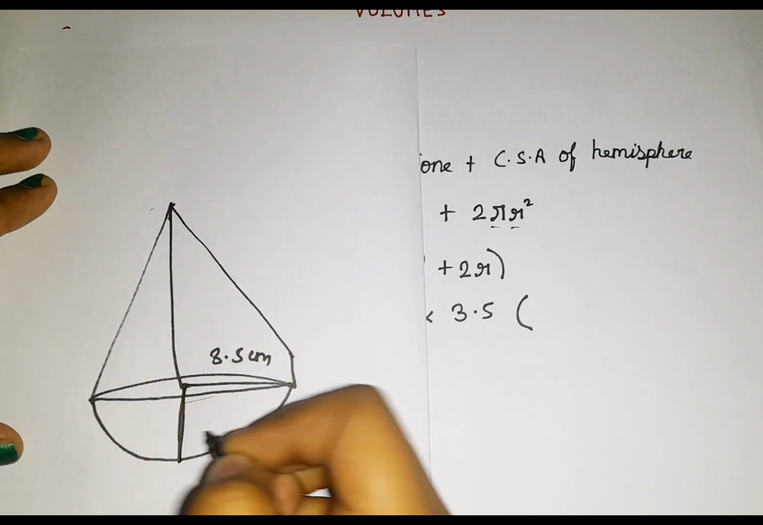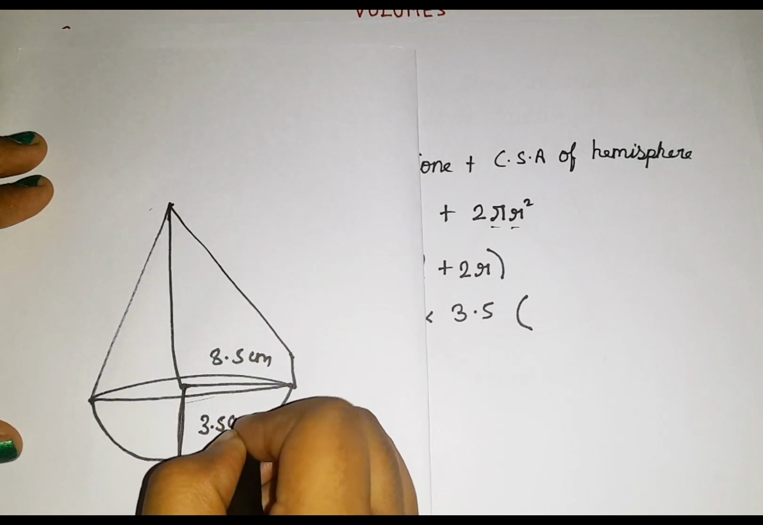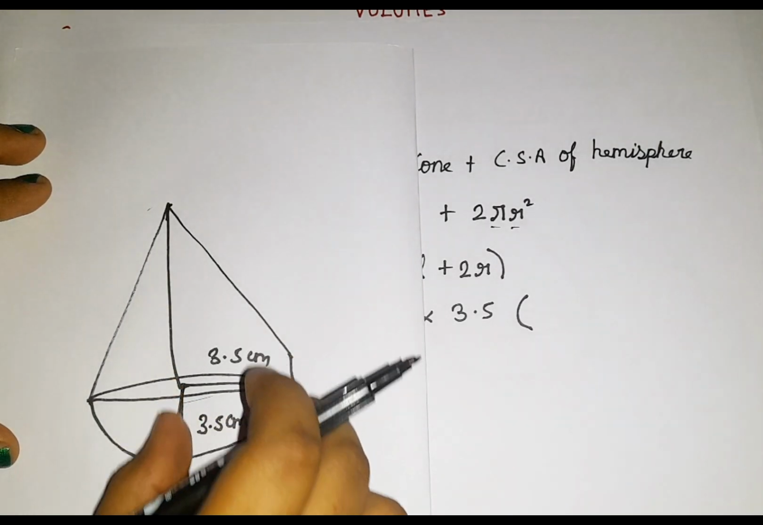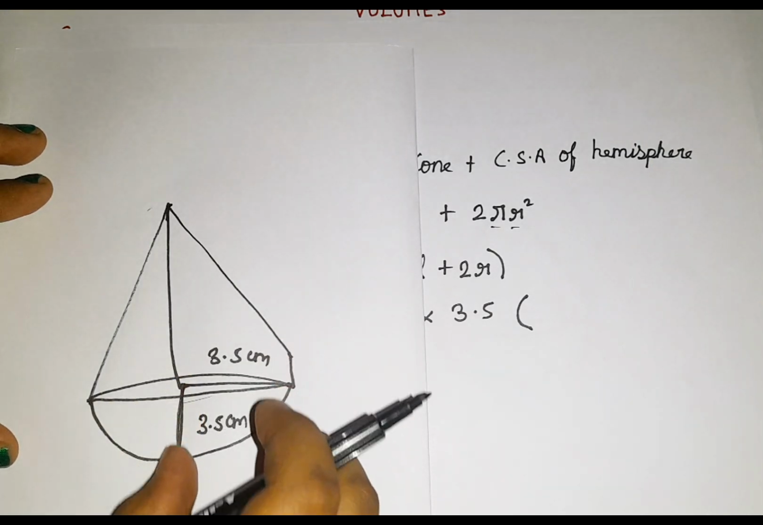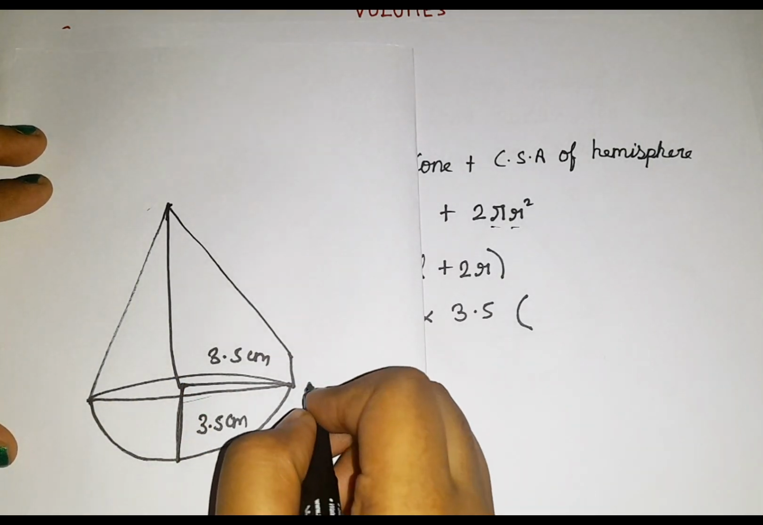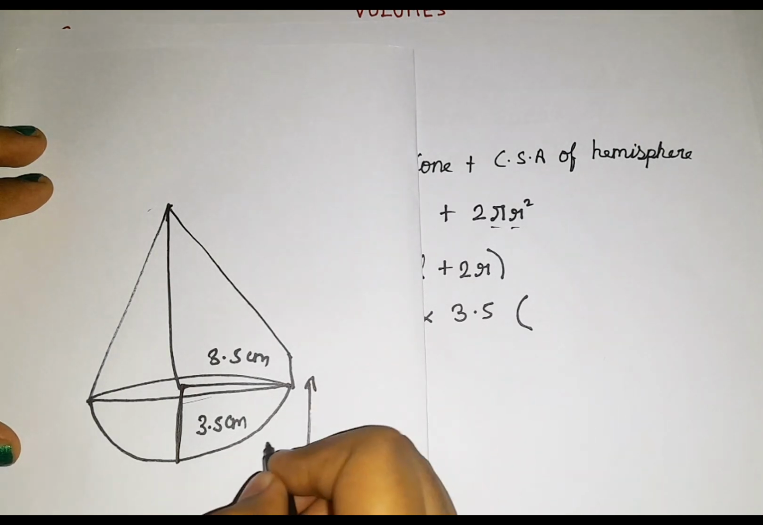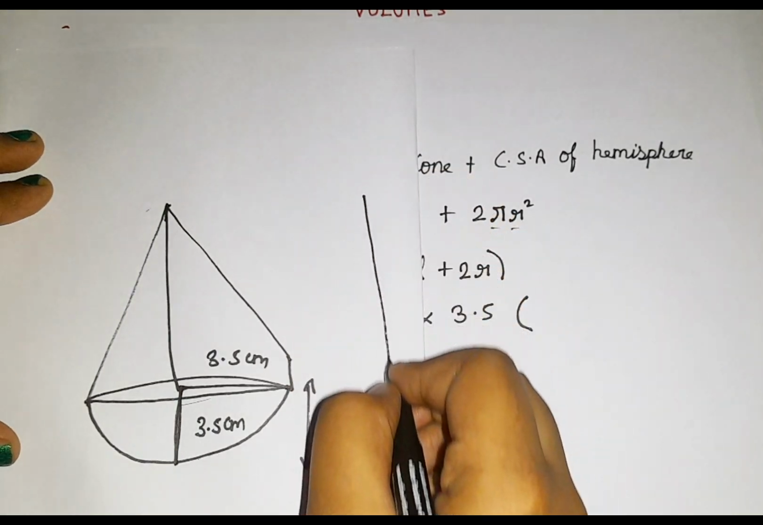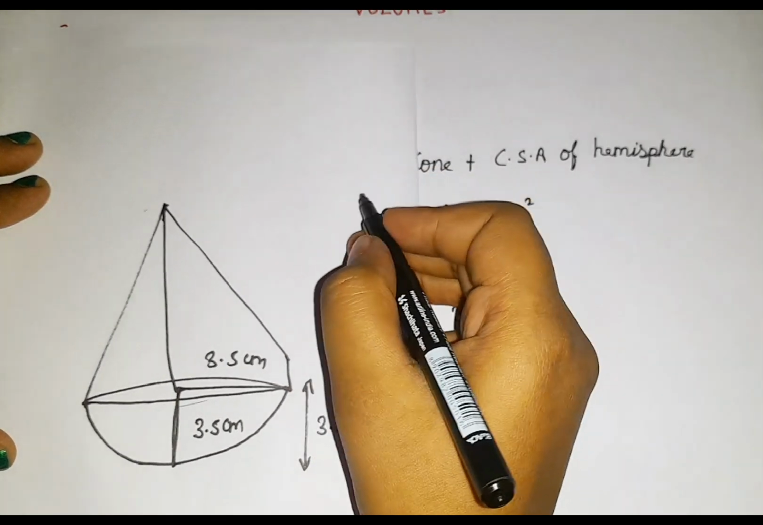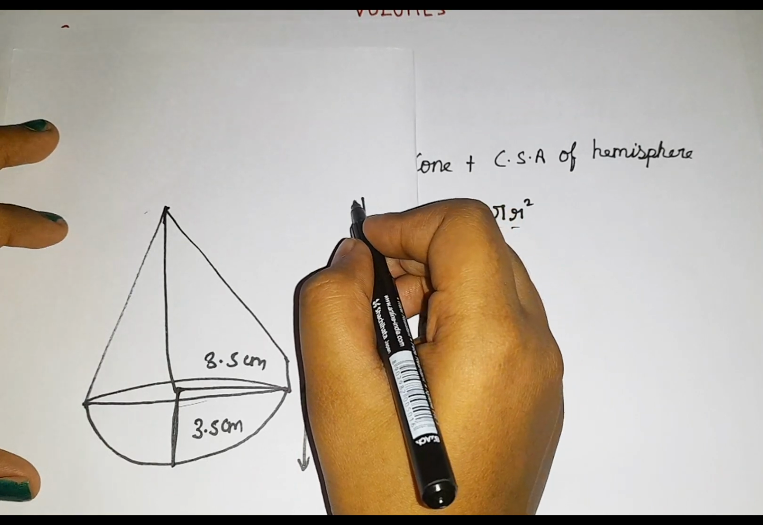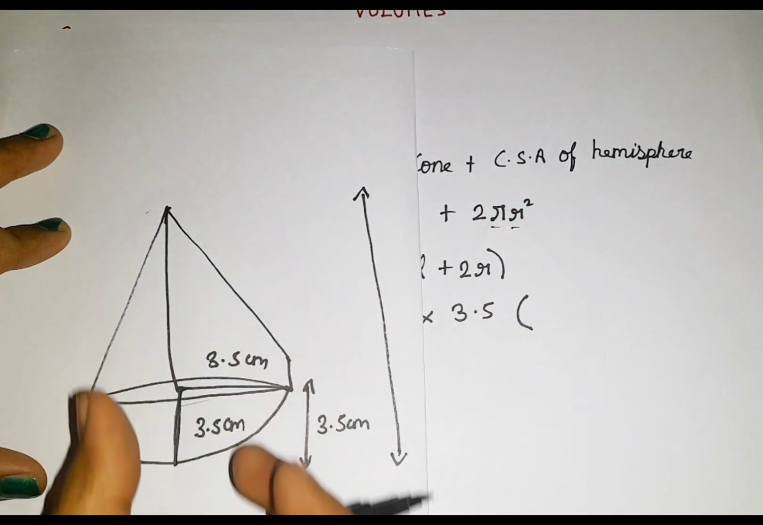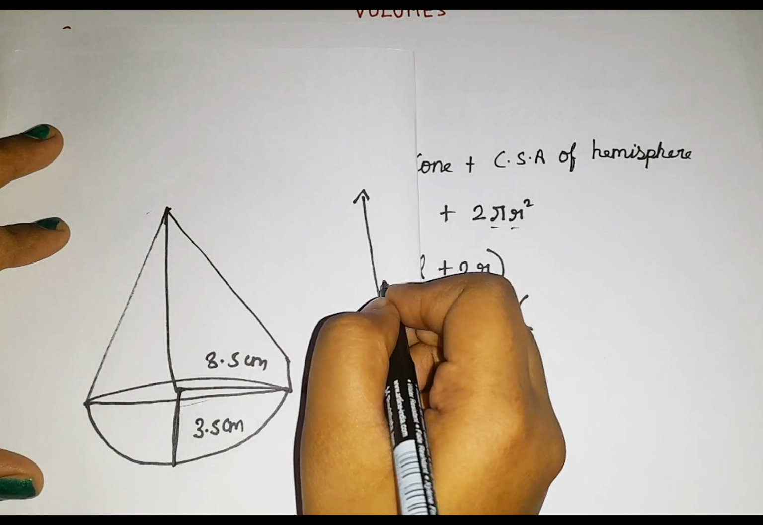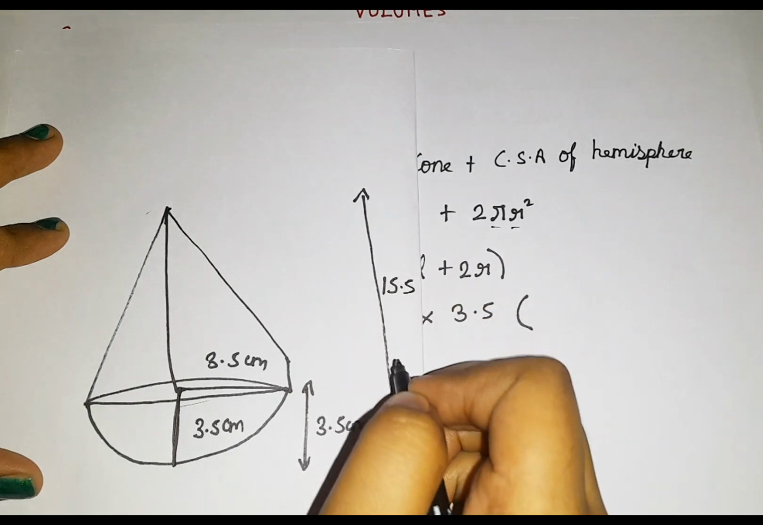So the complete measurement is 3.5 centimeter. Why? Because the radius is 3.5 centimeter, so for this hemisphere, from here to here, the measurement is 3.5 centimeter. One more thing, according to the question, what is this? This is a toy, am I right? Toy means including cone as well as hemisphere, and including both, the measurement is 15.5 centimeter.